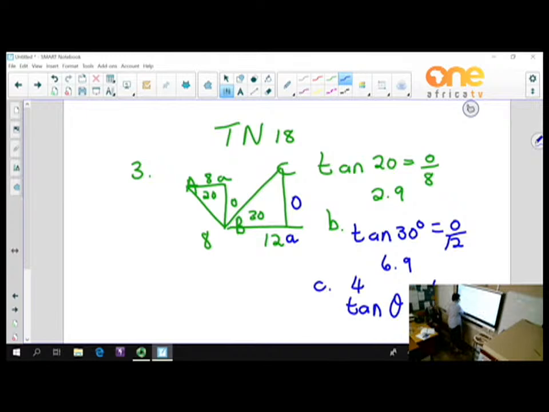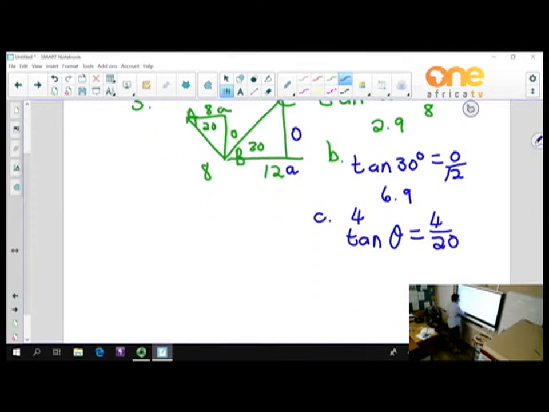How do we get angles? Which method? Second function tan, and the answer is 11.3.